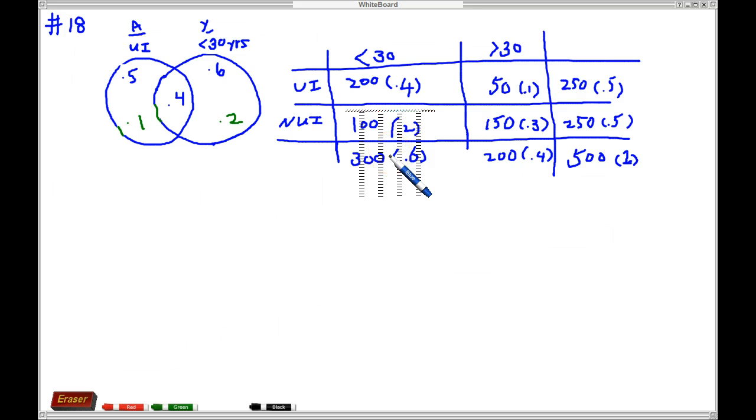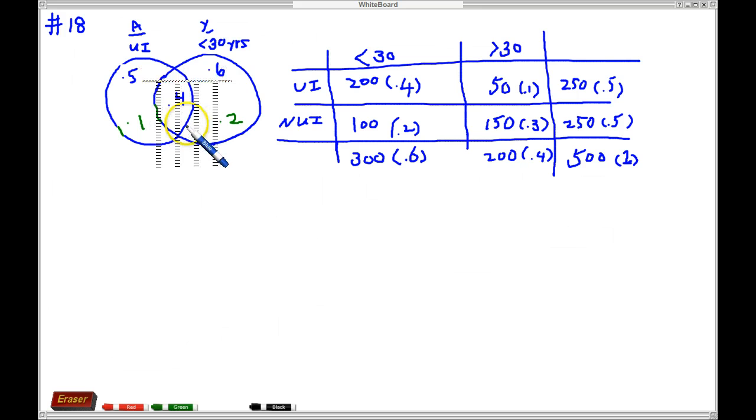And question number F, are A and Y mutually exclusive events? No. So I made likely 0.5, 0.6, and we have 0.4 as an intersection. So this area will be 0.1 and this area will be 0.2. So they are not mutually exclusive because they do have an intersection of about 40%.